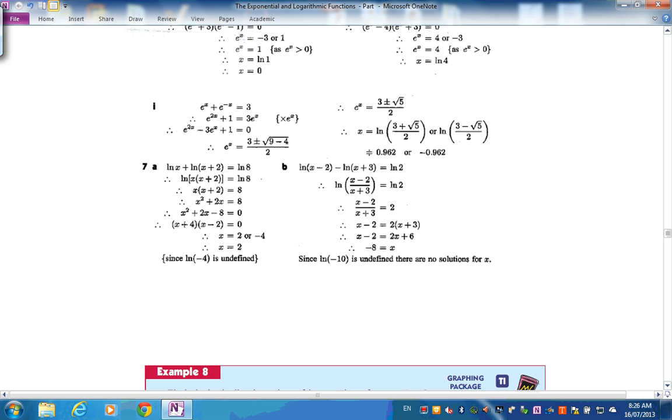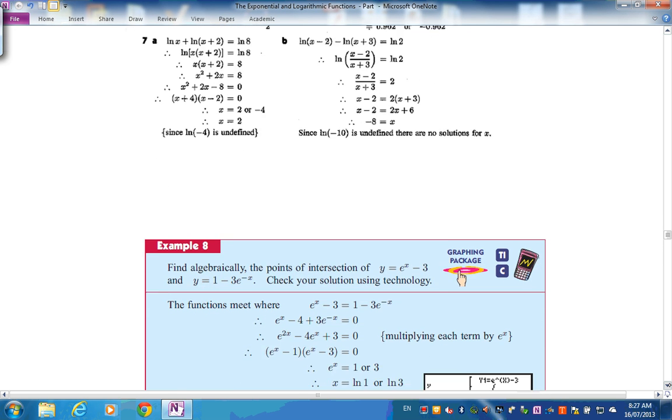Okay, so there's 7. Just check the rules there. Toggle backwards and forwards and check it out. Important to build up the skills here. Okay, let's look at another example. We're moving on.